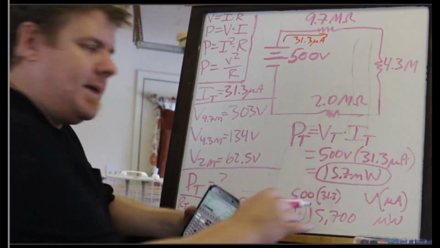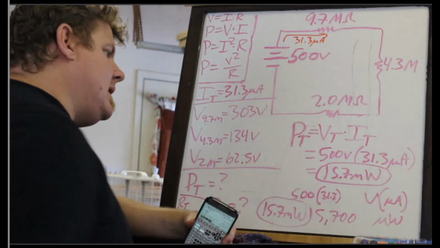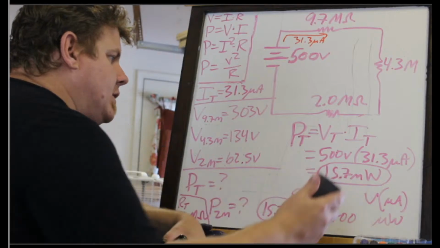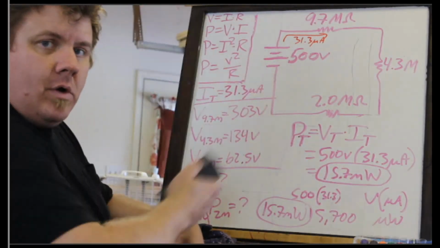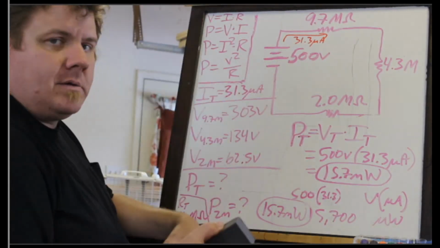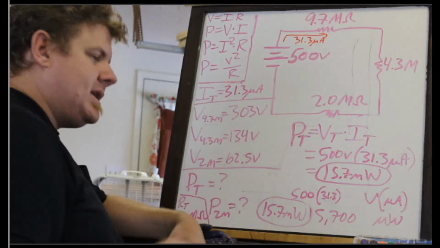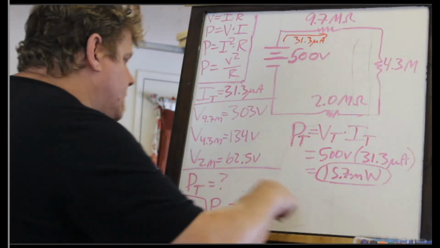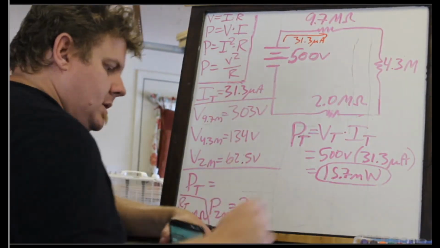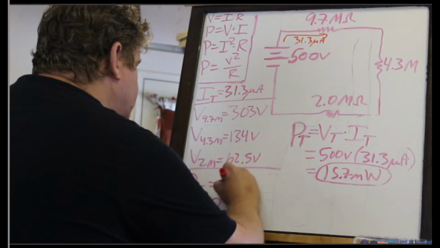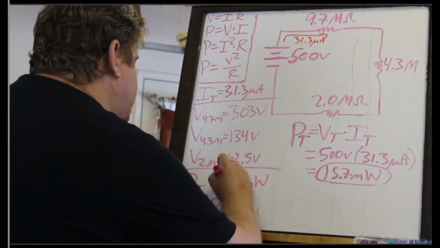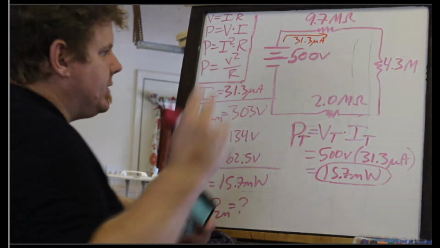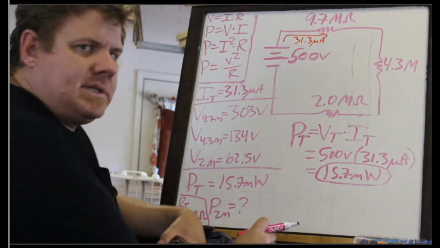That's just something I do in my head. If that's confusing, I give you the way I do it, but I also give you the straightforward way that will always work for you no matter what. These are just little bitty shortcuts that I've picked up over the years. So we have a total power consumption of 15.7 milliwatts. Now the last question is, let's look at the smallest resistor and see how much that dissipates.